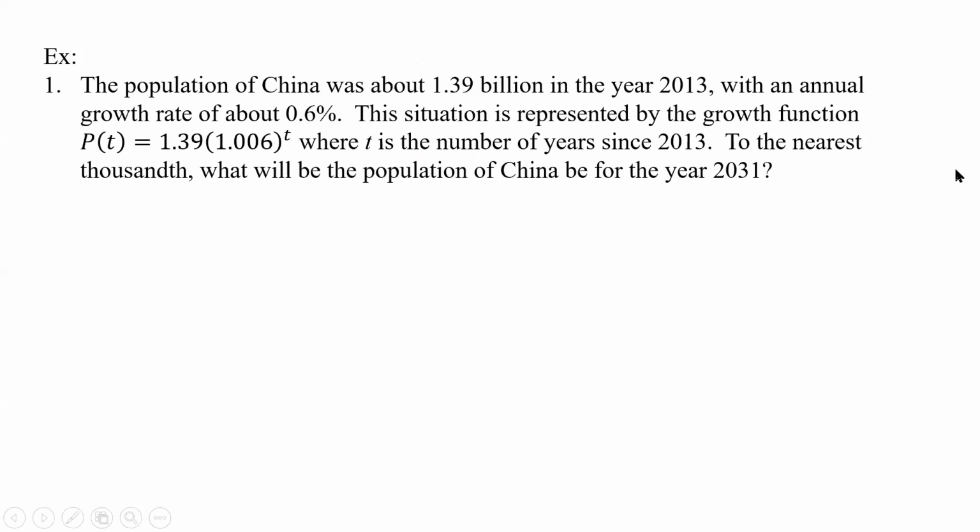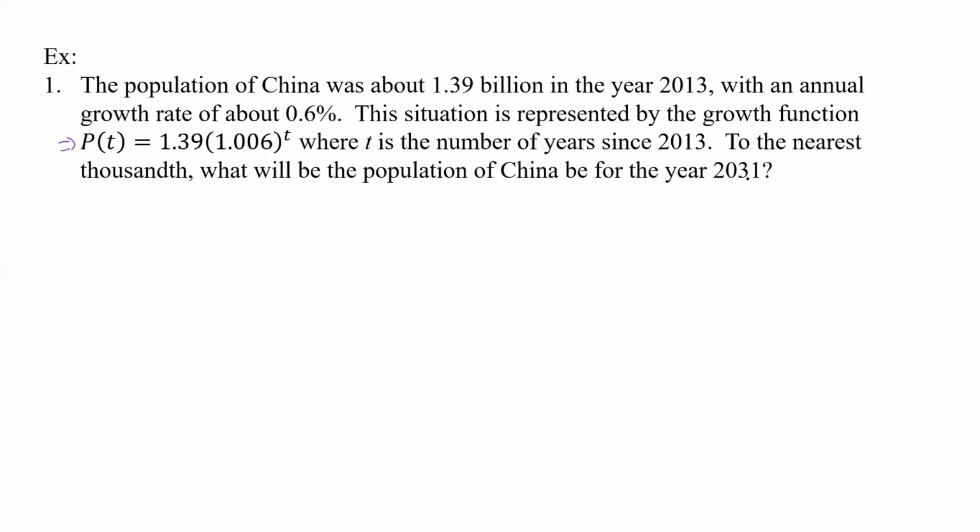All right, so there's a lot of example problems in this section. So here it says the population of China was about 1.39 billion in the year 2013, with an annual growth rate of about 0.6%. The situation is represented by the growth function, and they give that to us. P of t is equal to 1.39 times 1.006 raised to the power of t, where t is the number of years since 2013. So they want to say, to the nearest thousandth, what will be the population of China for the year 2031?